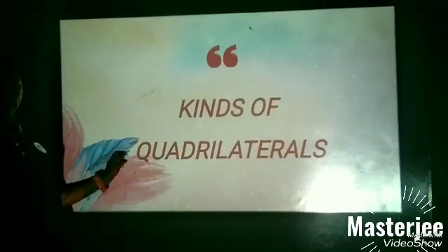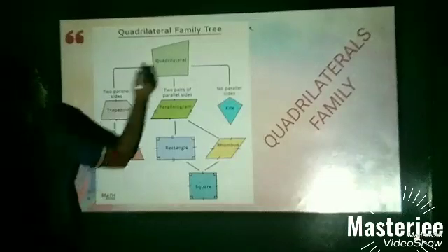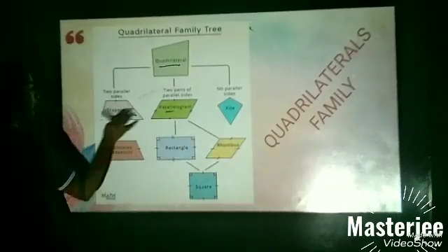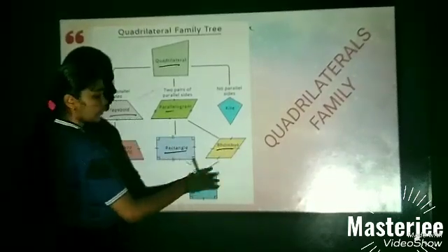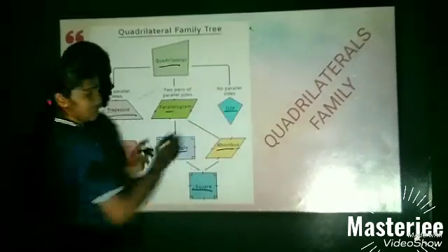Kinds of quadrilaterals. This is the quadrilateral family. Here, a quadrilateral is first divided into parallelogram and trapezium. The parallelogram is divided into rectangle and rhombus, and they both are divided into square.